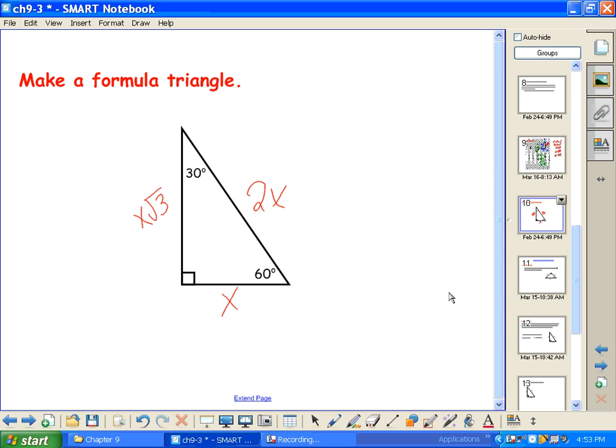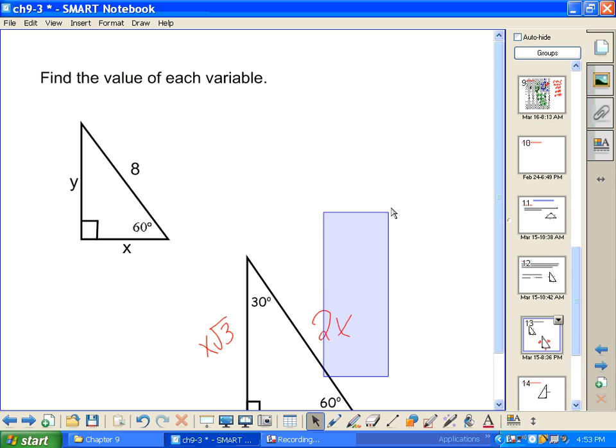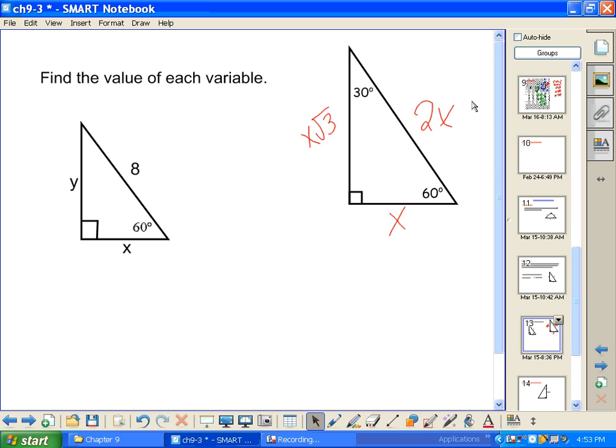So let's do some sample problems with this. We take our formula triangle along with us. In our example, we are given the hypotenuse. I know that has to match up with the hypotenuse on my formula triangle, so 2x has to equal 8. Those two pieces have to be equal, so x equals 4. That tells me x on my formula triangle is the short leg, so the short leg has a length of 4.